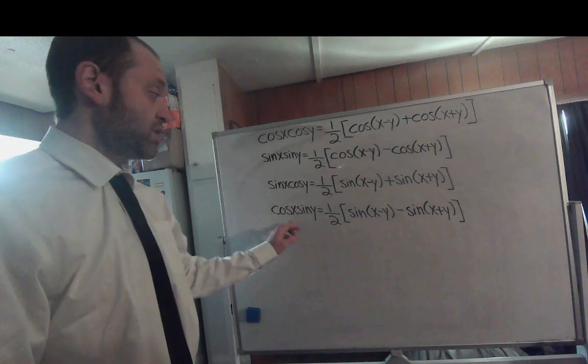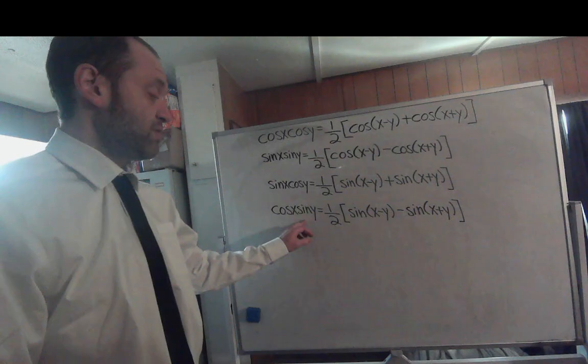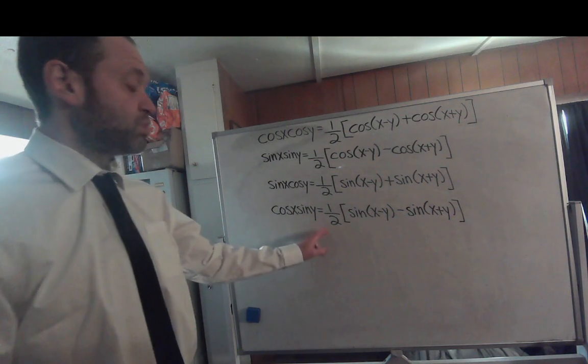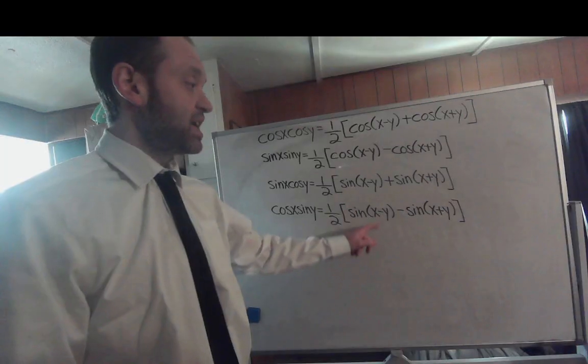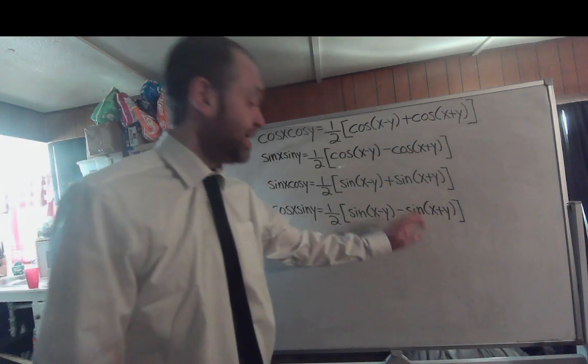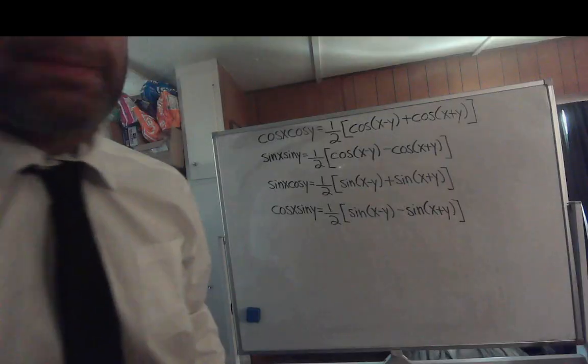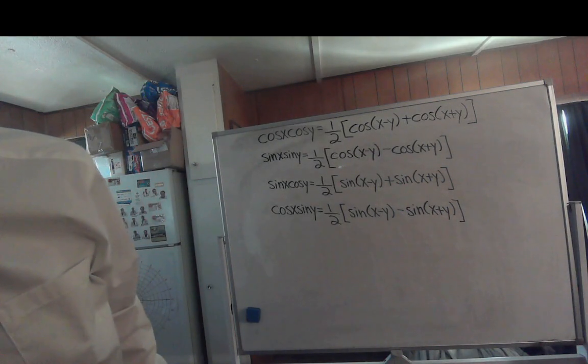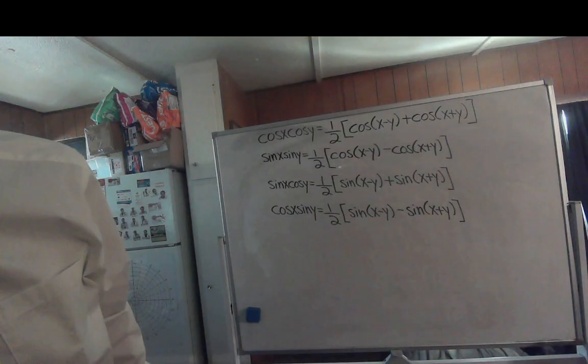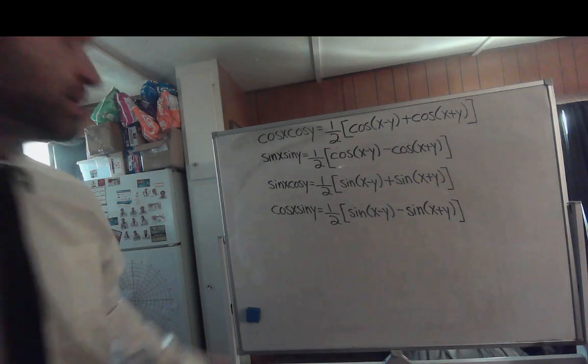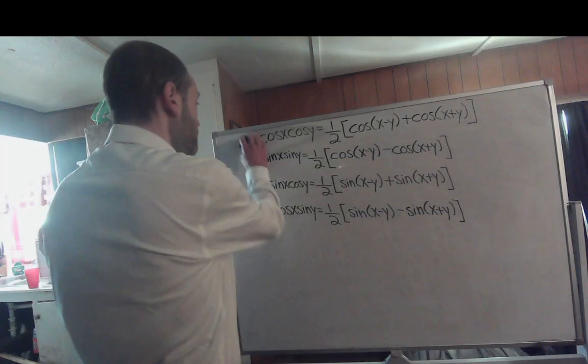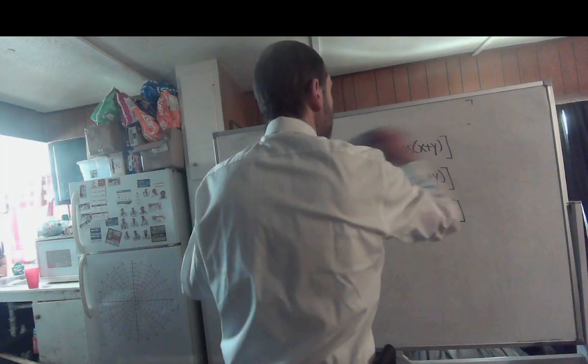And then if you have the cosine of x times the sine of y, that equals 1/2 times the quantity of the sine of x minus y minus the sine of x plus y. So all those are some product to sum formulas. So let's go ahead and do some examples.